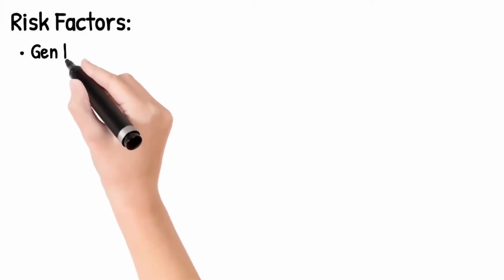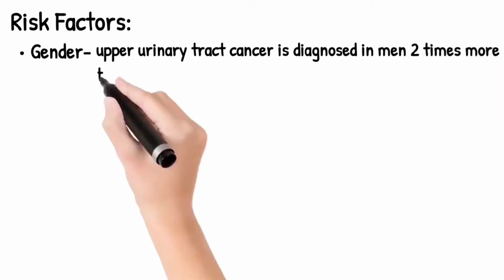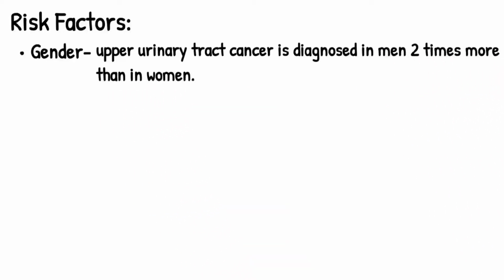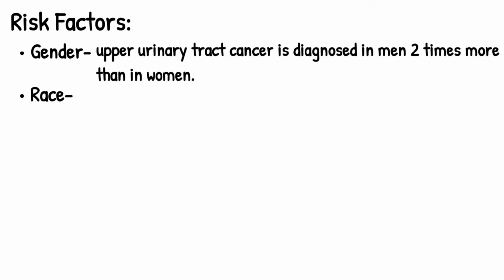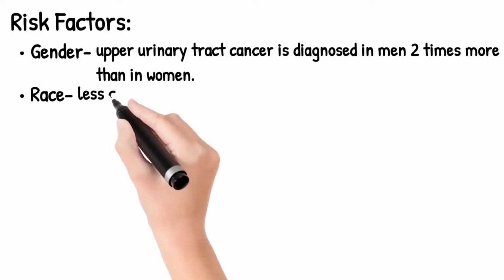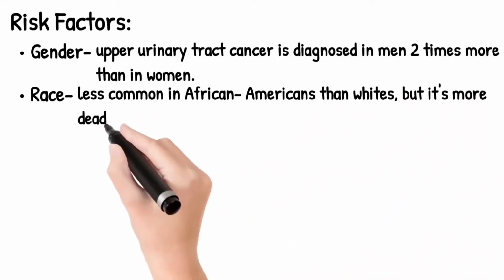And what are those? First is gender. Upper urinary tract cancer is diagnosed in men 2 times more than in women, but women have a 50% greater chance of dying of this cancer. The second one is race. Experts are trying to understand the role of race in upper tract cancers. Like bladder cancer, upper urinary tract cancer is less common in African Americans than whites, but it's more deadly.